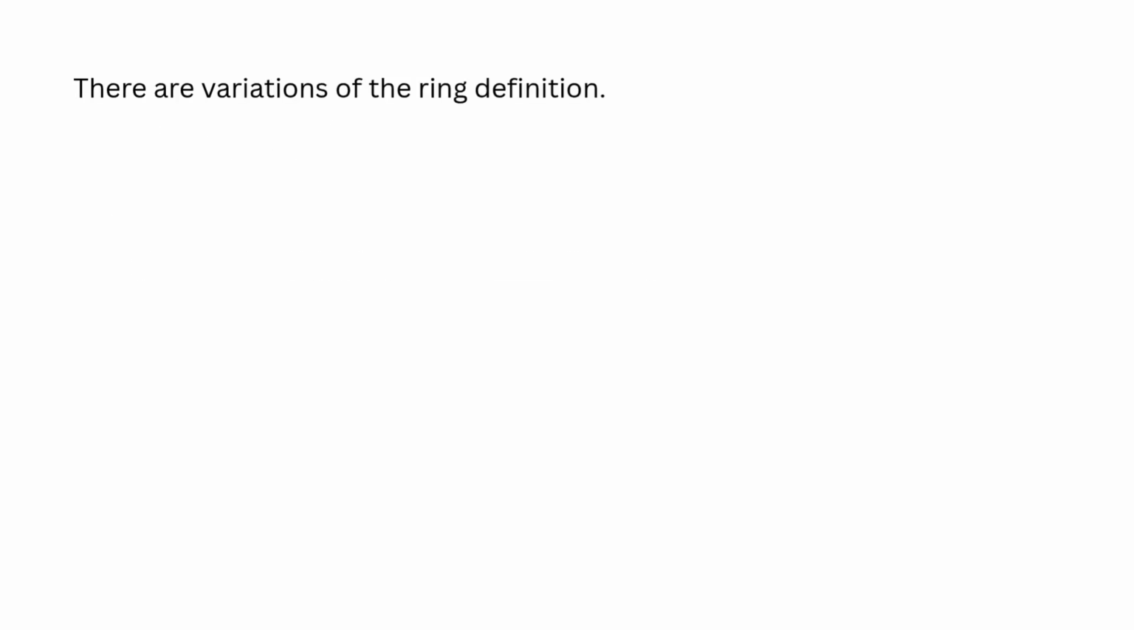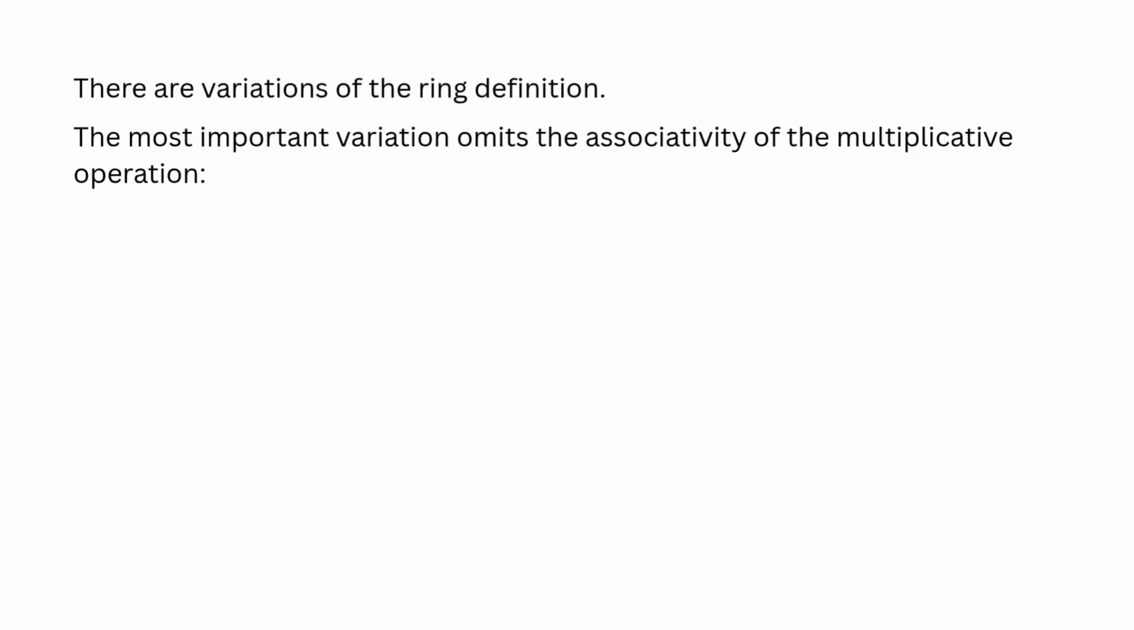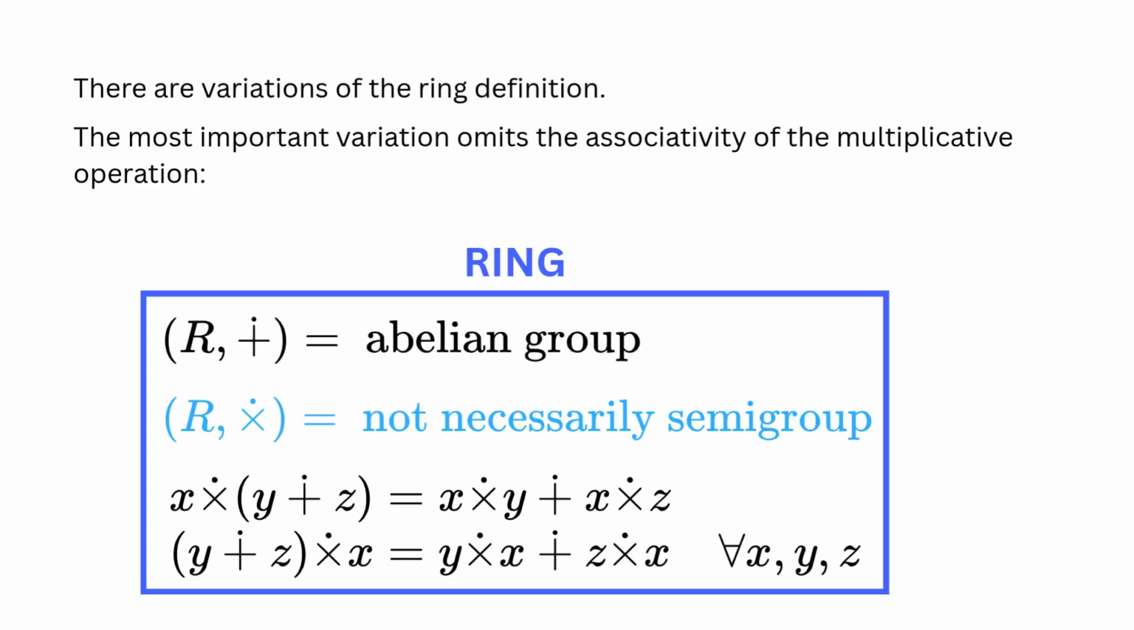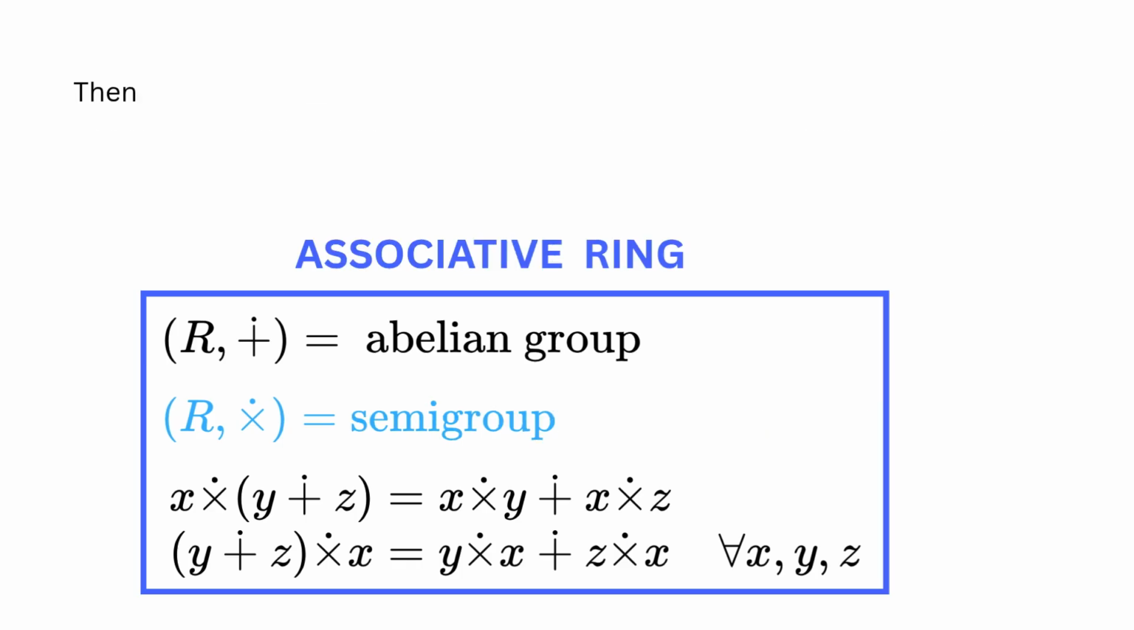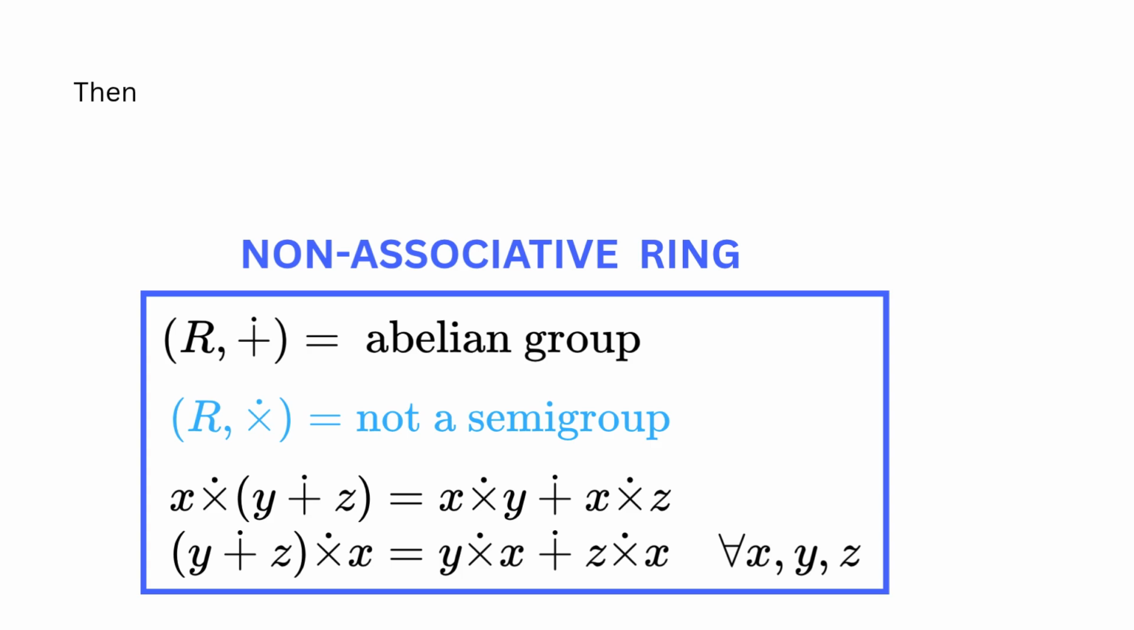It is important to note that there are some variations in the definition of a ring from book to book. I will not explain all. I will only mention one, which is the most important in my opinion. Many authors omit the requirement of associativity for the second operation in the definition of a ring. Then, they call the ring associative if the dot times operation is associative. That is, their associative ring is my ring. They also call the ring non-associative if the dot times operation is not associative. According to my definition, their non-associative ring is not a ring.